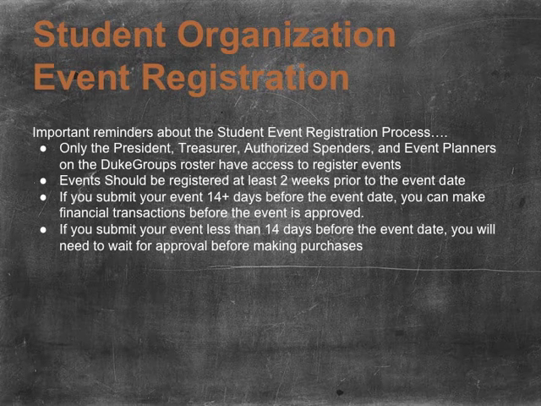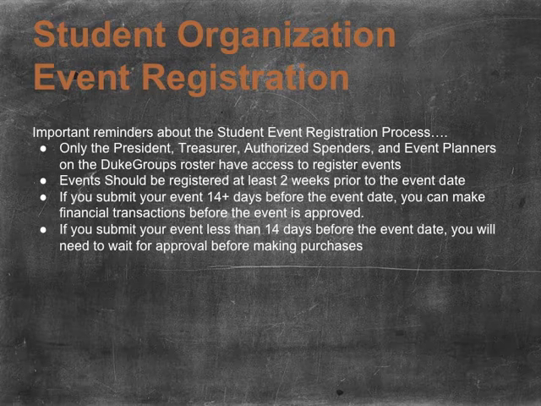Only the president, treasurer, authorized spender, and event planners on the Duke Group's roster have access to register events. You will be asked to upload a space confirmation and submit all logistical details for your event. All events must be registered at least 2 weeks prior to the event date, but you should submit your event as soon as the date and location are set.